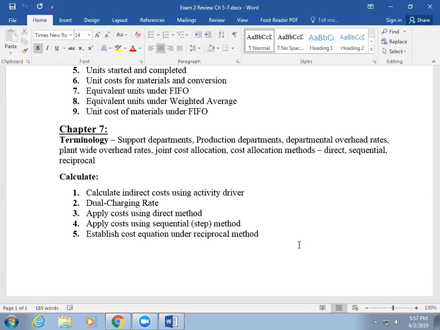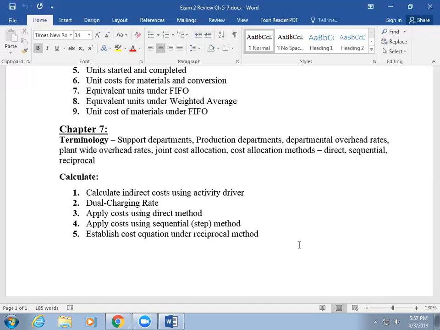And then you will apply costs using direct. And then there's one applying using sequential. But it was just 2 departments. I know the homework, there was one that had like 3 departments. It'll just be 2 departments, 2 support departments.